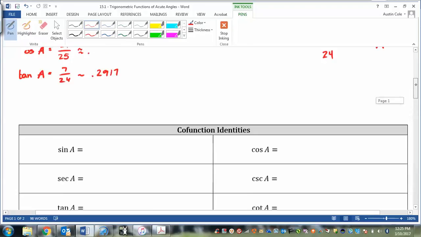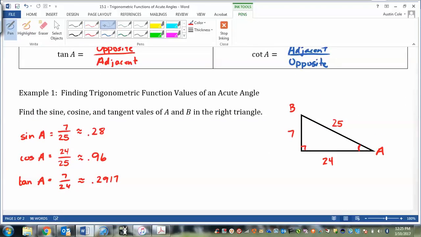I forgot to do B over here. Let's do sine of B, cosine B, and tangent B. Why don't you do these on your own, please?